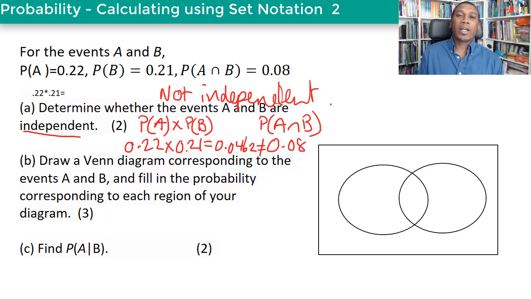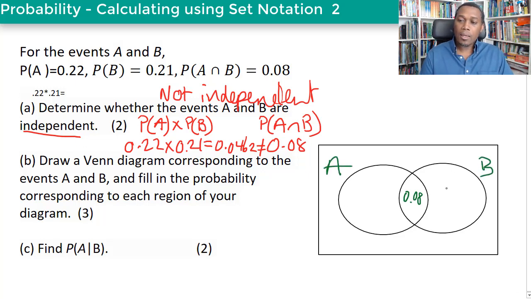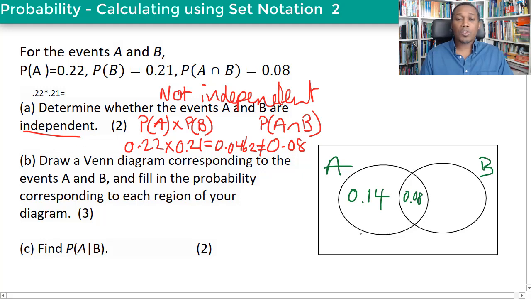We work out probability A times probability B and compare it to probability A intersection B. For part B, we want to draw the Venn diagram. Drawing the Venn diagram, we have the overlap, the intersection, so I can put that in as 0.08. That's probability A intersection B. And then to get the rest of A, I need to take away that 0.08 from 0.22. And you should get 0.14. 14 and 8 gives me 22.